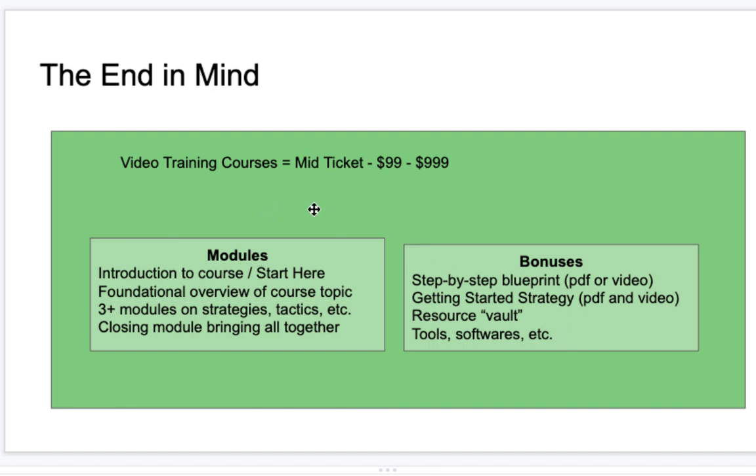Okay, so that's just a really quick breakdown. I'll give you a better breakdown later on. But that's your mid-ticket, which is $99 to $1,000.